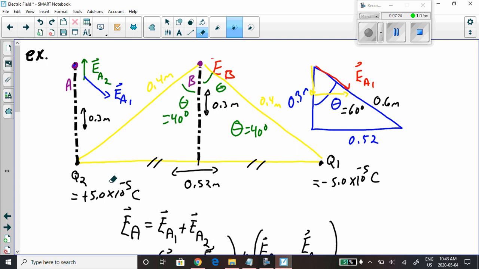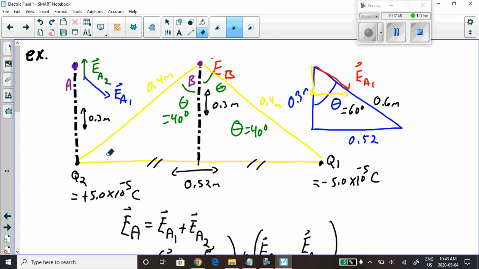And what we want to calculate is there is this point here in space. There's no charge there. There's just a point in space there. And we want to find what the electric field is at that point A. So we want to calculate electric field at point A. That's what we want to do. Electric field at point A.